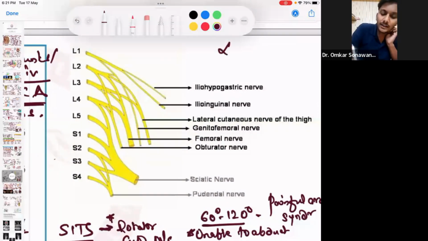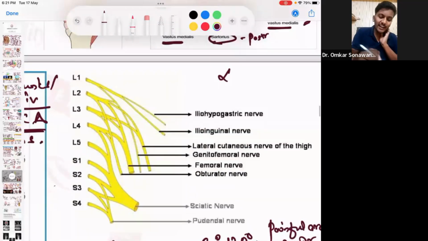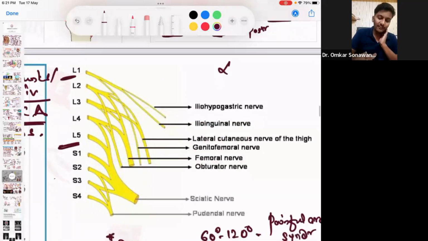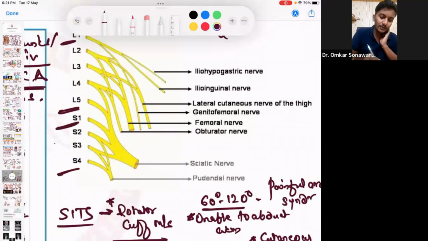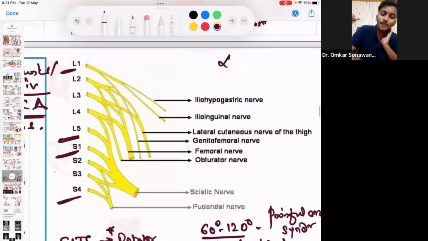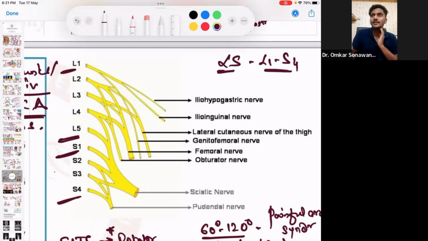If I talk about the lumbosacral plexus, ठीक है, so lumbar plexus is from L1 to L5, and sacral plexus is from S1 to S4. So the lumbosacral plexus would be from L1 to S4. Important nerves याद रखनी है, सबके तो रूट वैल्यू नहीं पूछेंगे वो.